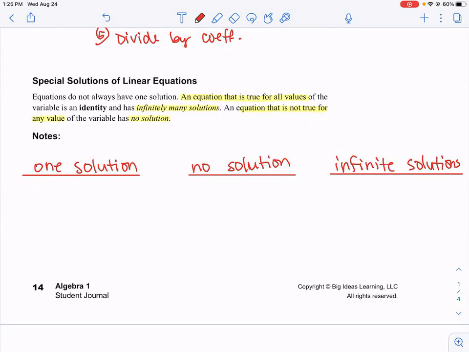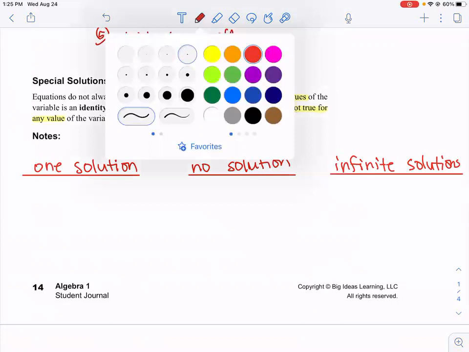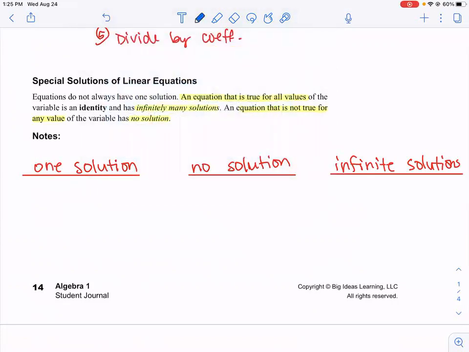Okay, and how do we know when we have each case? That's what we're going to work on for the last bit of class. We'll figure it out with the process. Okay, so if we have one solution, then what's happening is we get an answer.